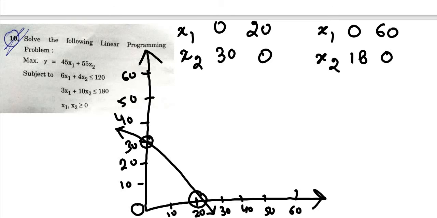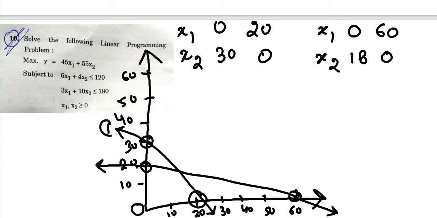And in the second equation we have x1 equals 60 and x2 equals 18. 18 is somewhere here we can say. So now we have to join these two points like this. We can write that this one is for equation 1 and this one is for equation 2. You can write the whole equation as well. That will be better. Now we have to find the area of visibility.